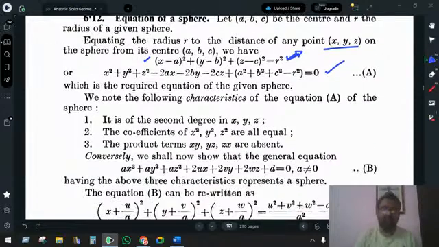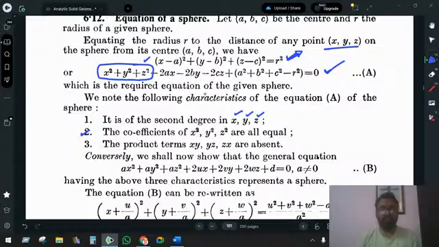Okay, and this equation must follow three conditions. What are they? x, y, z must all be of second degree. x should have degree 2, y should have degree 2, z should have degree 2, exactly, not at most. Because if there is no z variable, there is no third dimension. So these three must exist in the equation.